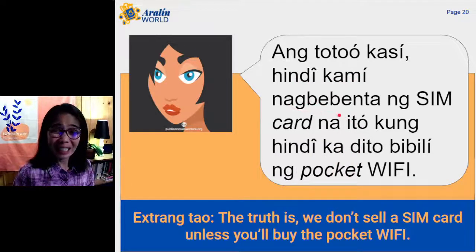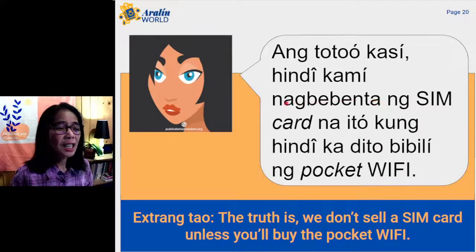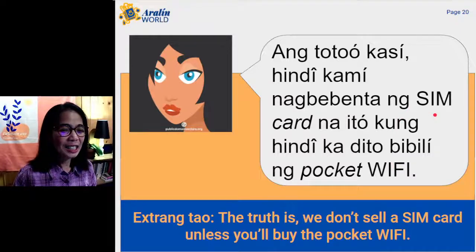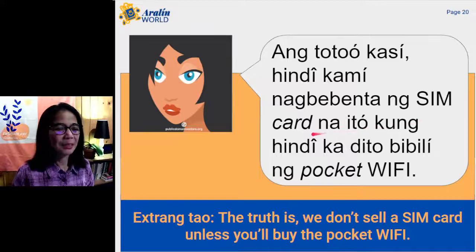Okay, nagbebenta, if you remember, I presented the verbs before the conversation. Benta means sell. So nagbebenta is a future tense. But in English, you don't say selling. Okay, but here, nagbebenta means selling. Right? So, we don't sell. Or maybe you can say, we're not selling the SIM card. Okay, we're not selling the SIM card.